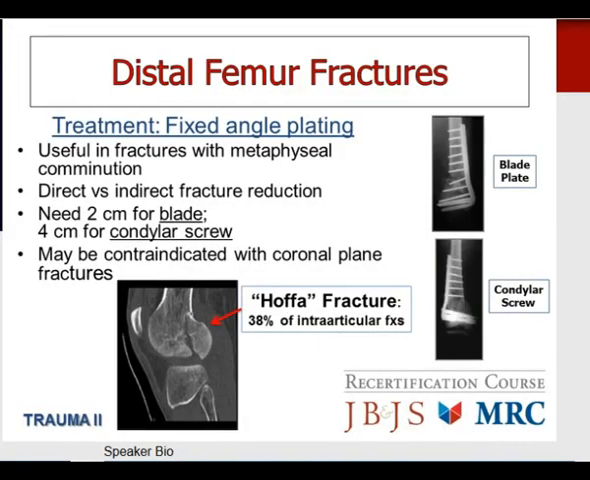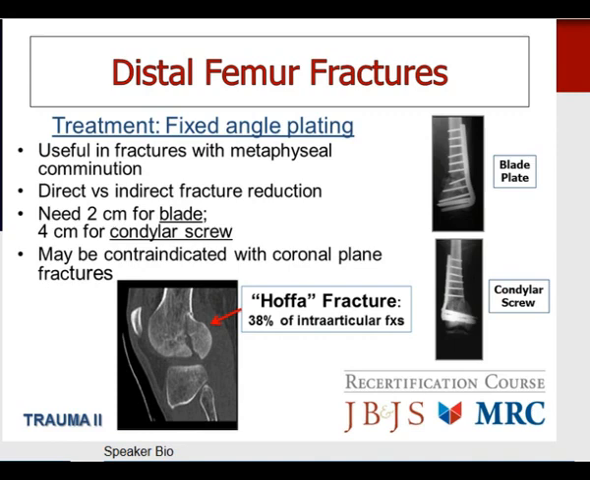So fixed angle plating has been shown to be very useful in distal femur fractures, those that have significant metaphyseal comminution. They allow you to do direct or indirect reduction of the fracture. If you're going to use a blade plate, then you need 2 centimeters of intact bone distally. If you're going to use a condylar screw, you need 4 centimeters of intact bone distally. And you should be aware that these types of fixed angle plates are contraindicated in distal femur fractures that have an associated coronal plane fracture, the so-called Hoffa fragment.